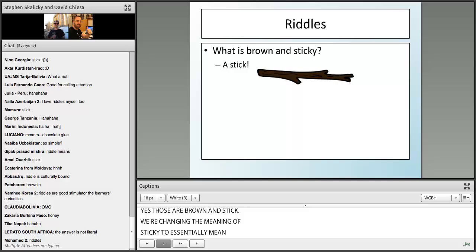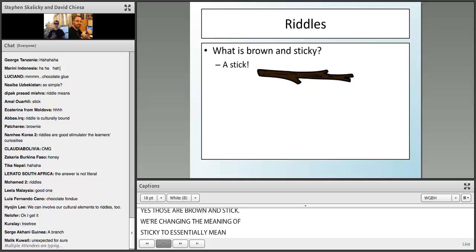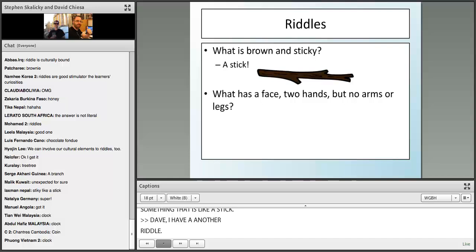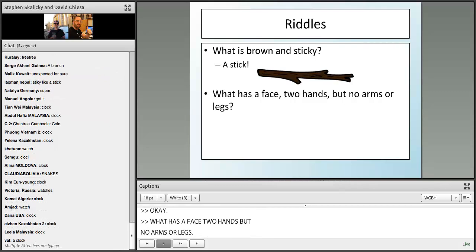So, Dave, I have another riddle. Okay. What has a face, two hands, but no arms or legs? I got it. You got it? A clock. I think you just read that from the people in the chat. But that's correct.